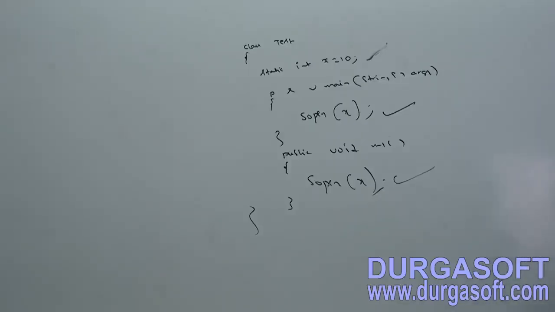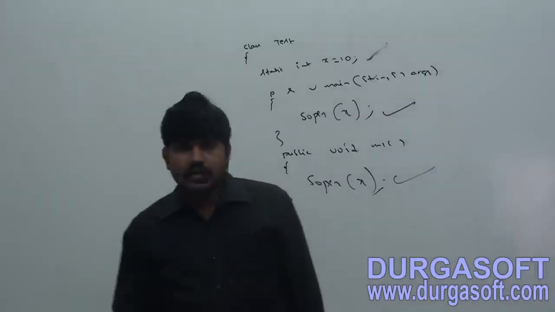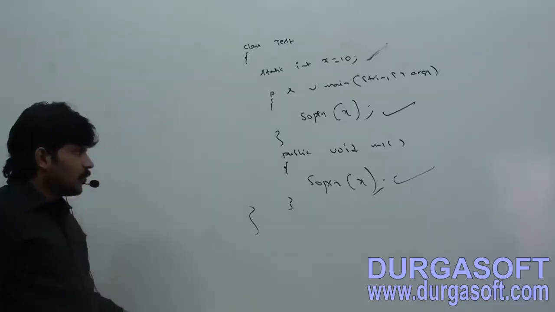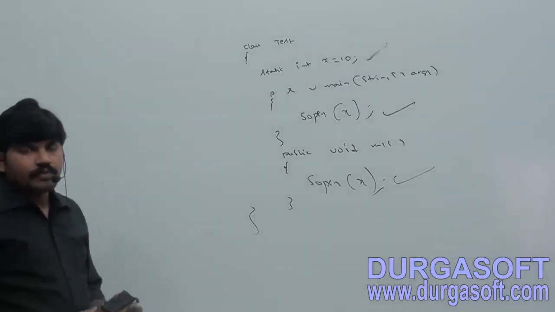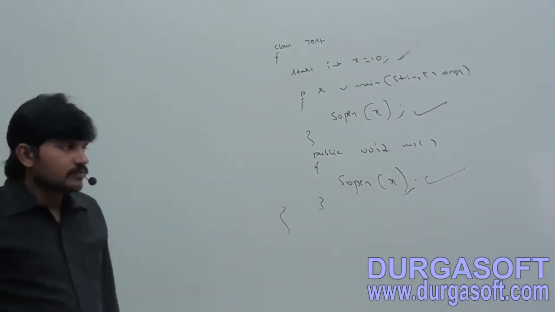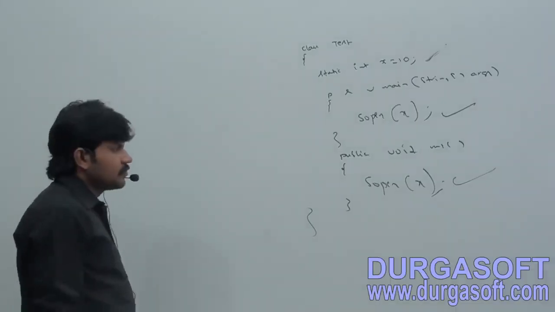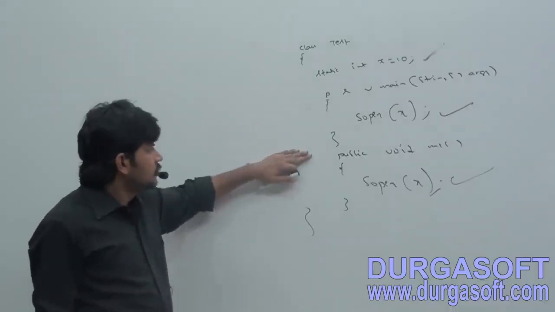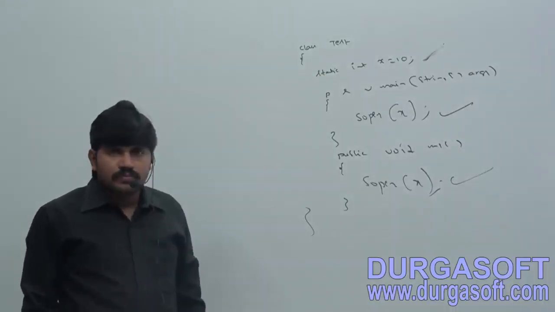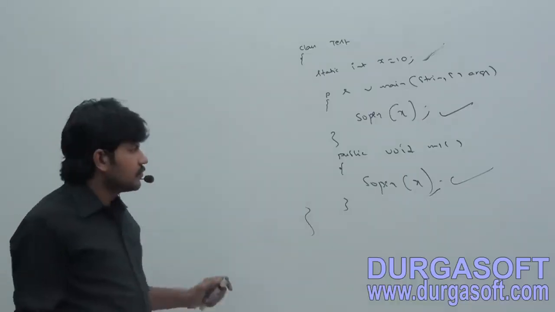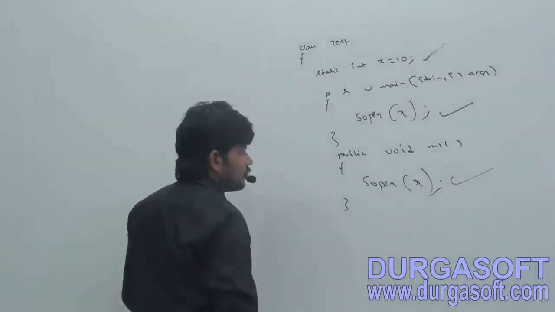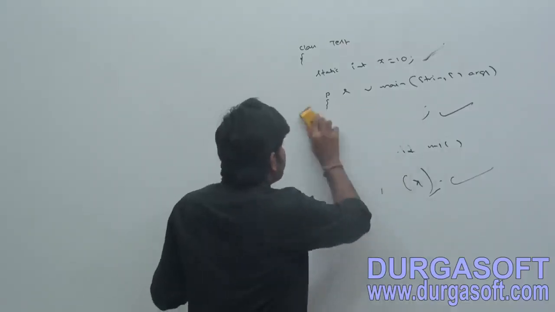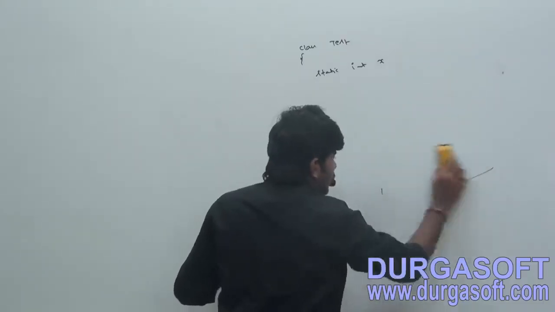Public static void main, SOP of x; void m1, SOP of x. Completed, right? Clear for you people? Okay, next, last point for static variables.